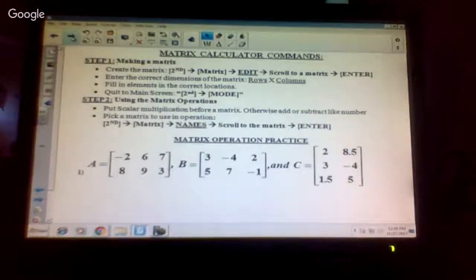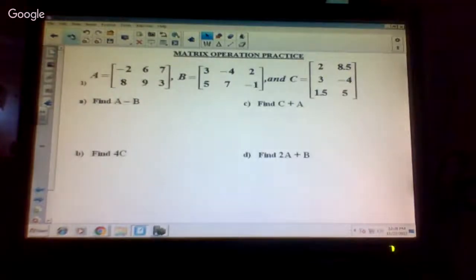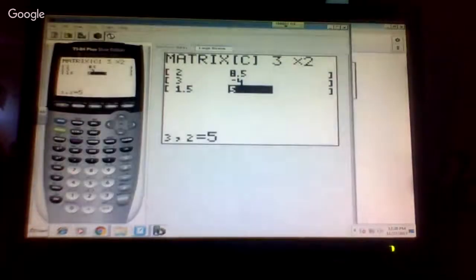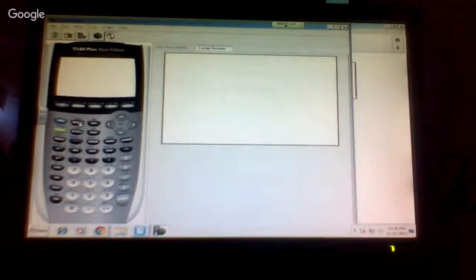Okay. Here are all the matrices we just entered in. Here's what they want us to do with them. So they want to find A minus B. You can easily do it by hand, -2, -3, so on and so forth. But on your calculator, if you go to quit, okay, so second mode, they want A minus B.